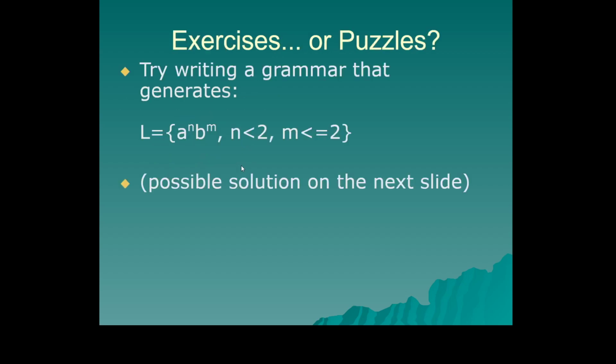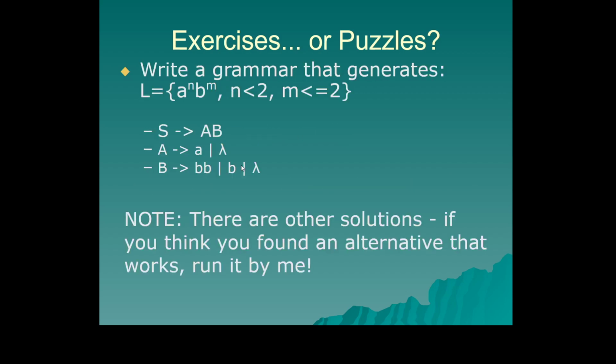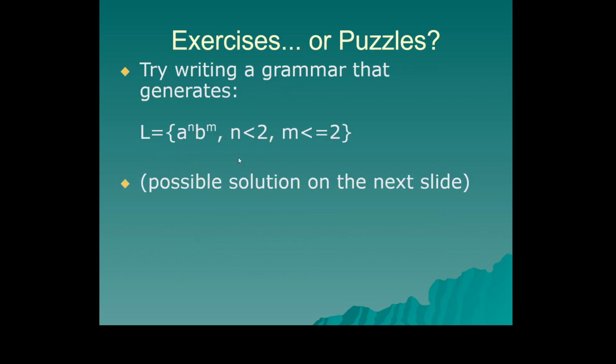So let's do some puzzles. I call these puzzles, you could call them exercises, I guess. But really it's an interesting way to ask: what rules can you write to be able to write out other languages? So let's see, what rules could we write to write out A to the N, B to the M, where N is less than 2 and M is less than or equal to 2.